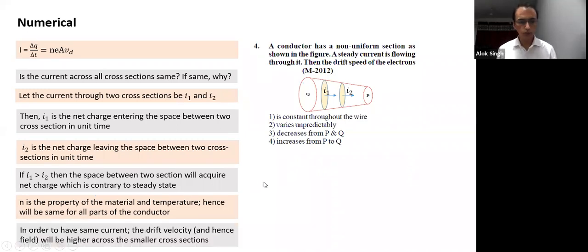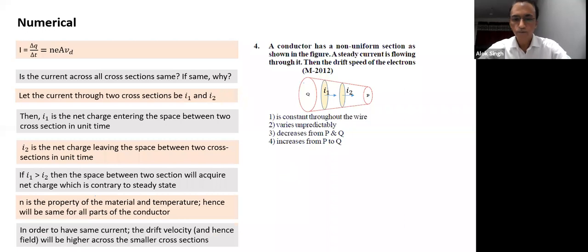So this was a fairly simple question. I hope you understood the last point also. In order to have the same current, the drift velocity and hence the field will be higher across smaller cross sections, which makes some intuitive sense.